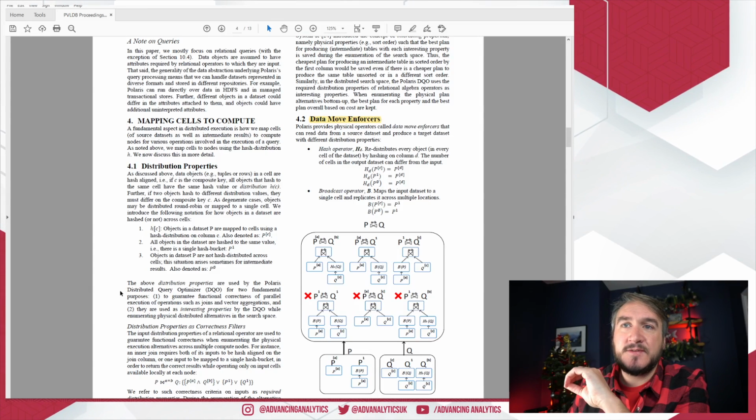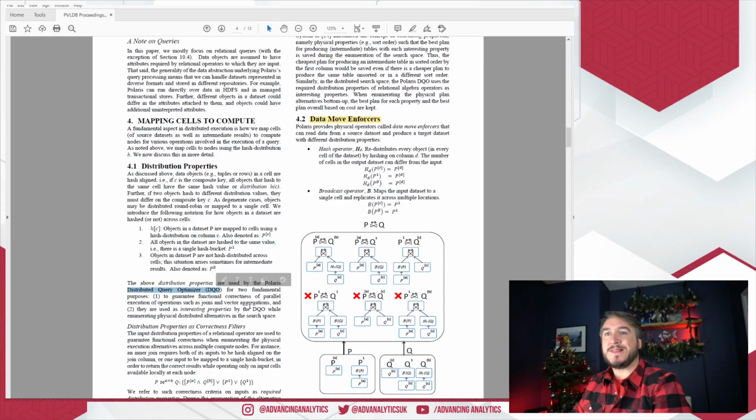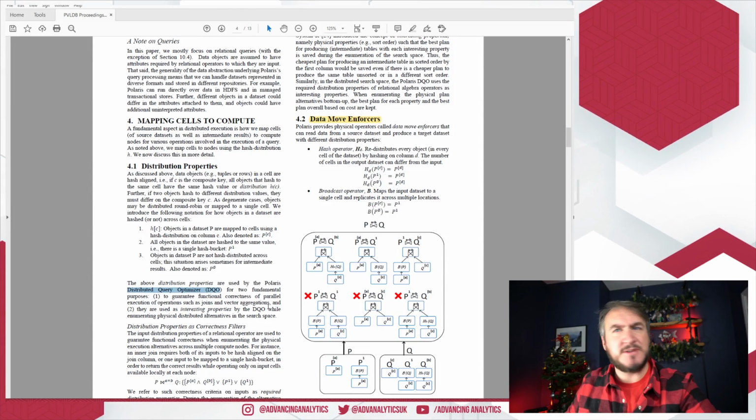So one of the big things, obviously, so this is all driven by this thing they're calling the DQO, the Distributed Query Optimizer.